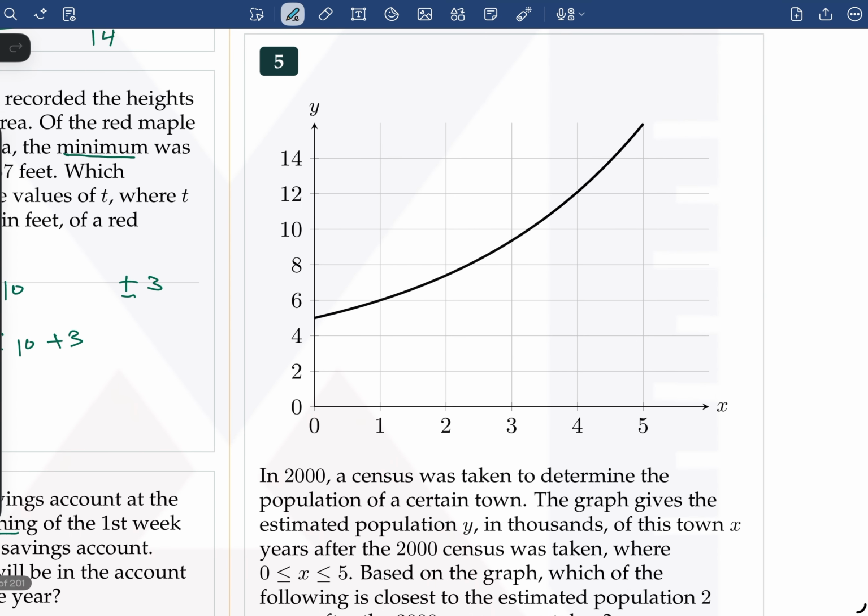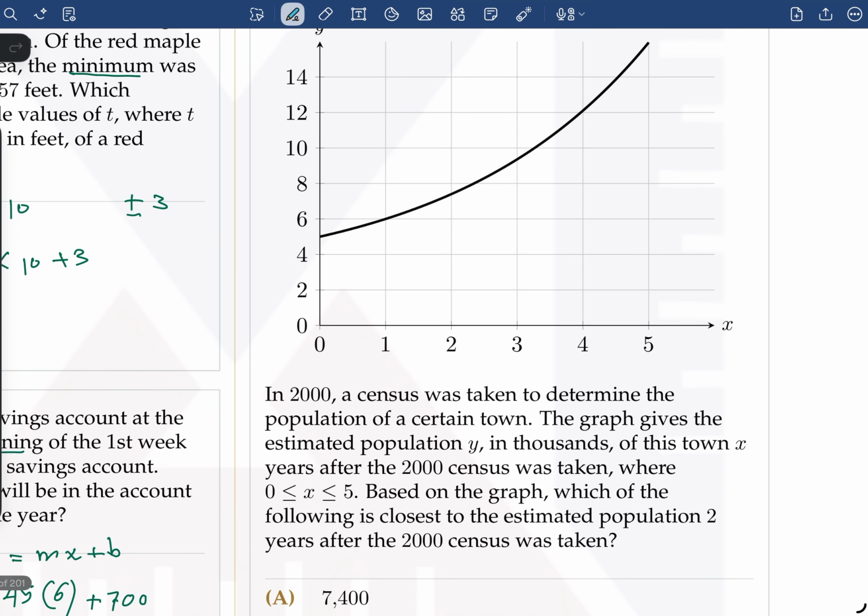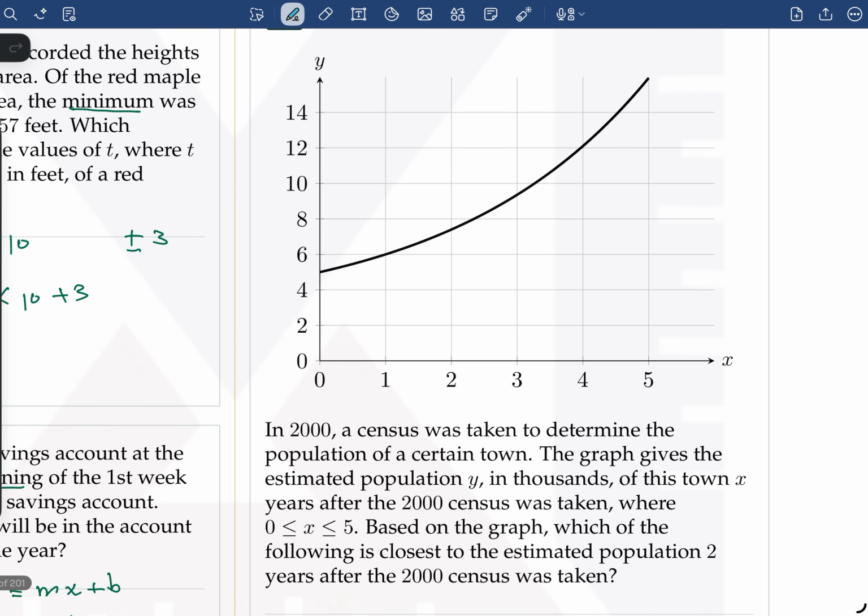Question number 5, we have an exponential or maybe a quadratic equation drawn here. In 2000, a census was taken to determine the population of a certain town. The graph gives the estimated population y, in thousands, of this town x years after 2000. So here, these numbers are in thousands. X years after 2000. So this means 1 year after 2000. This is 2000, which means this is 2001, 2002, 2003, and so on.